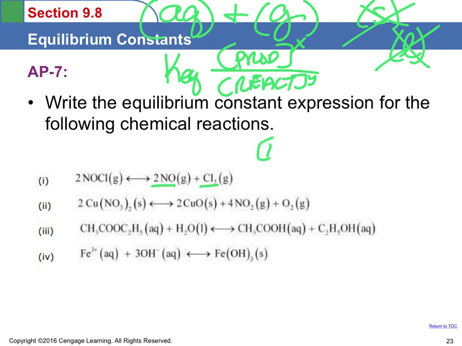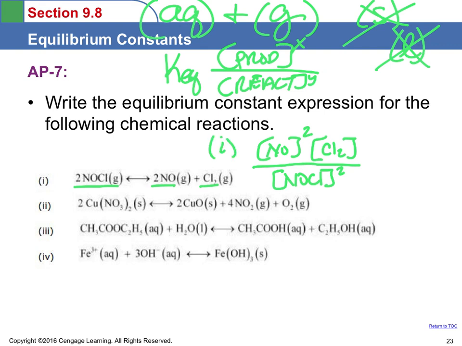So if I look at products for this first one, I have 2 NOs and a Cl2. So I've got concentration of NO, and it's going to be raised to the second power, times the concentration of Cl2, and it would be raised to the 1. We don't have to write 1. That then is over the concentration of the reactants, and I have 2 NOCl. So NOCl raised to the second power. All of those were gases, so they're all included. So that is your KEQ equation for the first problem.